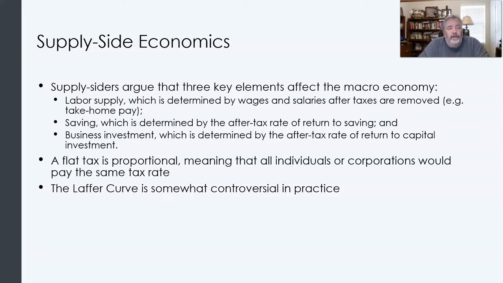Supply-siders argue that labor supply is determined by wages and salary after taxes are removed. So if you reduce taxes, you increase labor supply. Saving is determined by the after-tax return of saving. In other words, if you reduce the taxes on your wealth levels, then people will save more. Similarly, if you reduce taxes on business spending, then they will spend more money. Right?